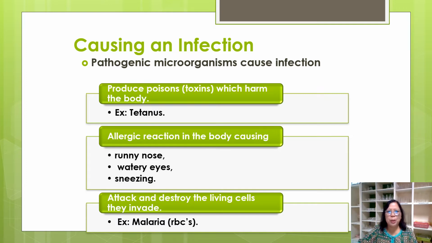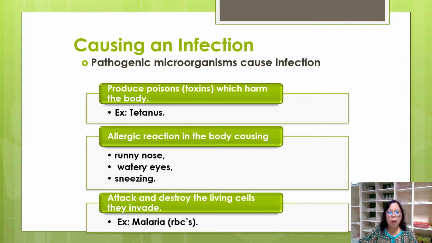One is they produce toxin which can harm the body. An example of this is the Clostridium tetani, or in layman's terms, how tetanus happens. So the Clostridium tetani enters the body, and then tetanus could come in once the Clostridium tetani had emitted or had excreted their toxin to the body of the host.